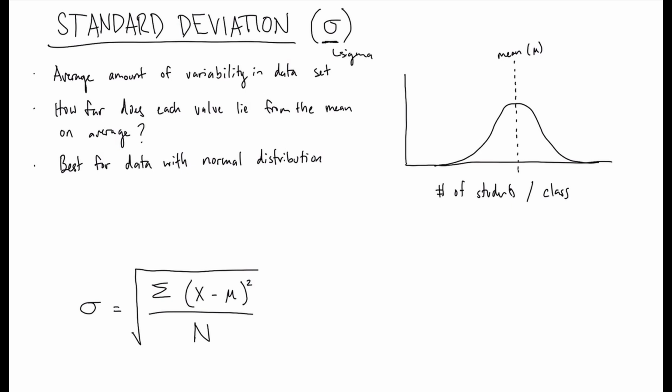So this only really works for a data set with normal distribution. And that would look something like this. All the data points kind of crowd around the mean, which is marked here.